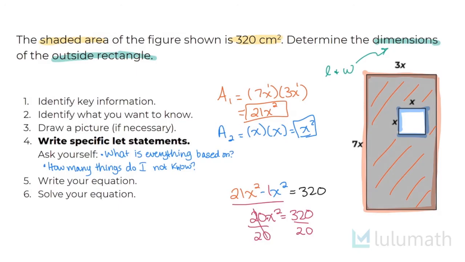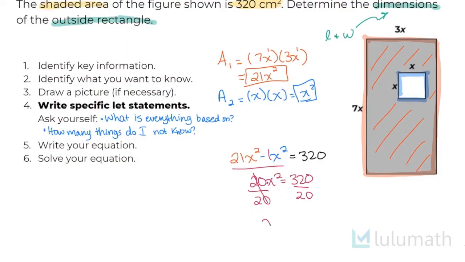And 20 divided by 20 is 1. So I end up getting x squared is equal to 320 divided by 20, which is 16. Now I can get rid of this square by square rooting. And the square root of x squared is x, and the square root of 16 is just 4. So now I know what x is. x is equal to 4. Awesome. But this isn't my final answer.